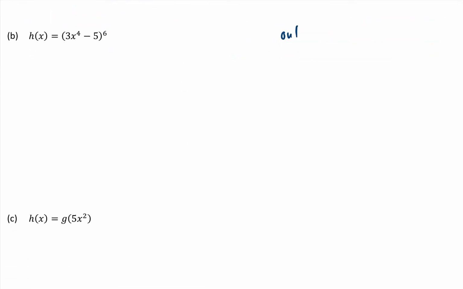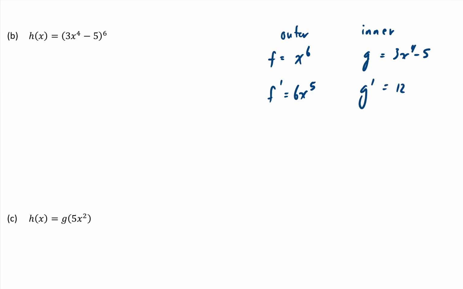We have an outer function and we have an inner function. For this one, I see that my outer function f is equal to x to the exponent 6, and my inner function g is equal to 3x to the 4th minus 5. The derivative of x to the 6 is 6x to the exponent of 5, and the derivative of g is 12x cubed.